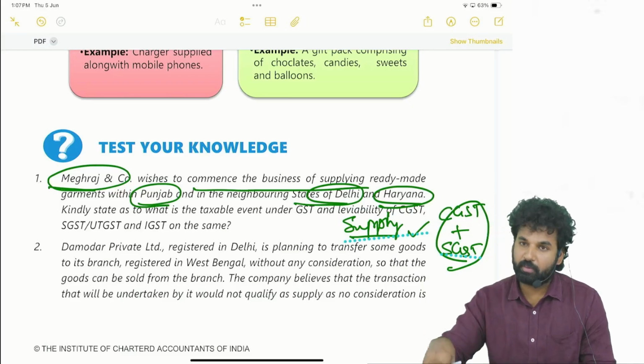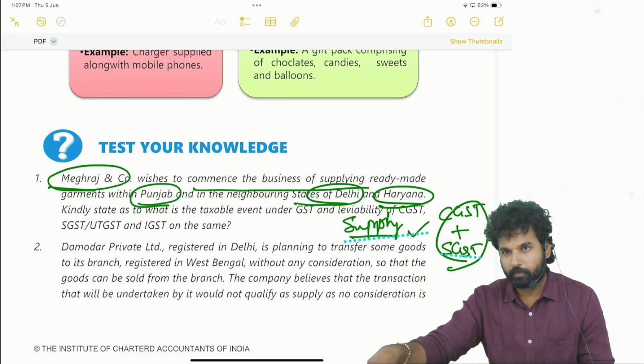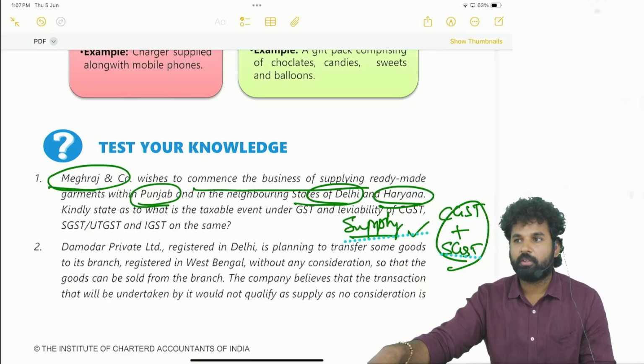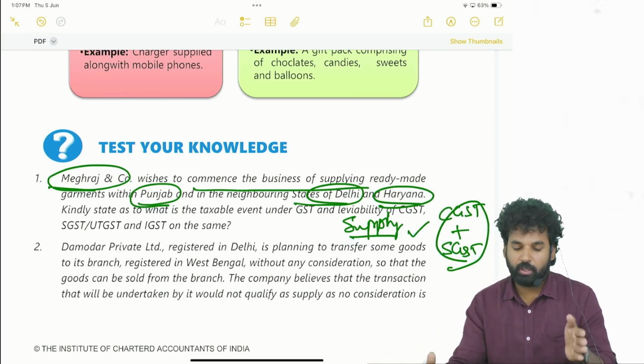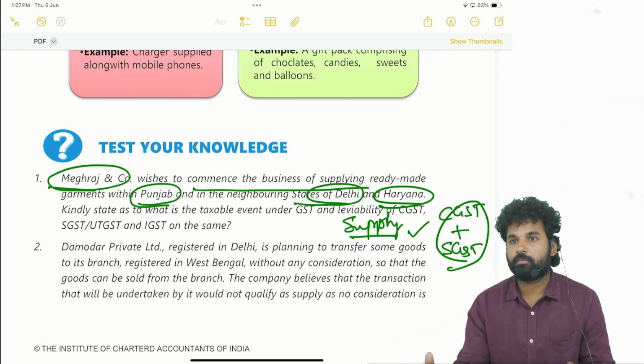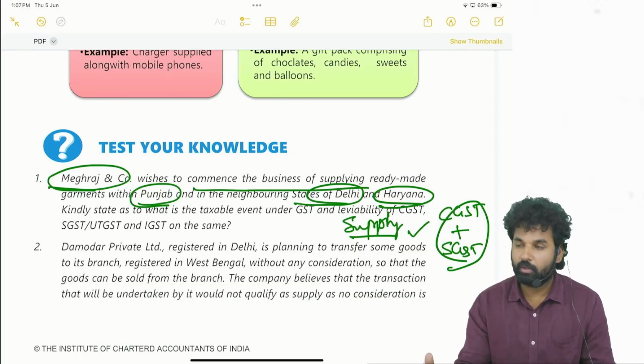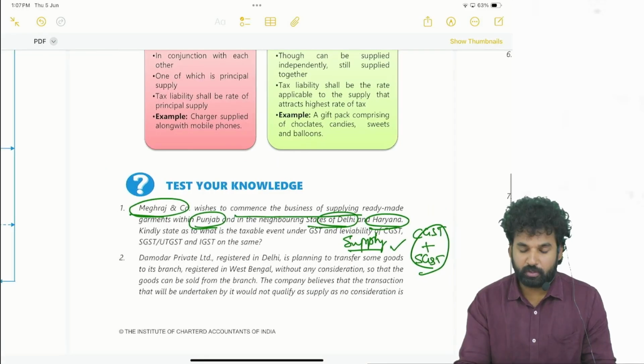If they are supplying from Punjab to Delhi, then IGST will come. If they are having a store in Delhi and supplying in Delhi, then CGST, SGST will come. Okay, Delhi branch and Punjab branch will become distinct persons. Okay, great. We'll check the answer.